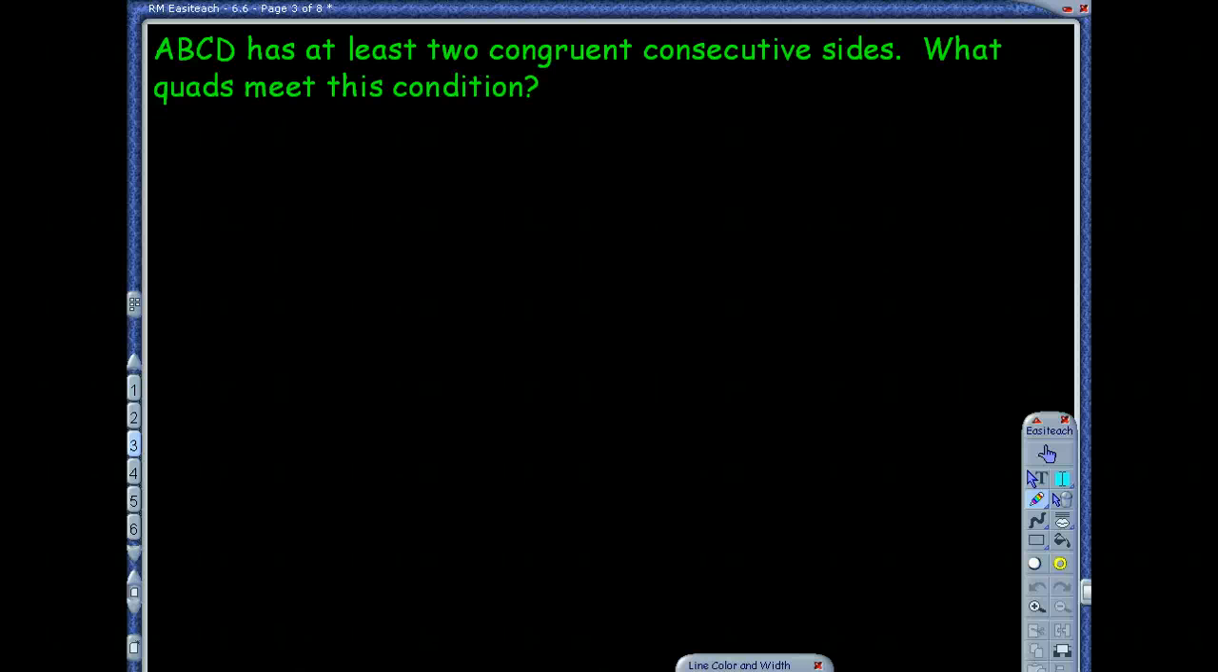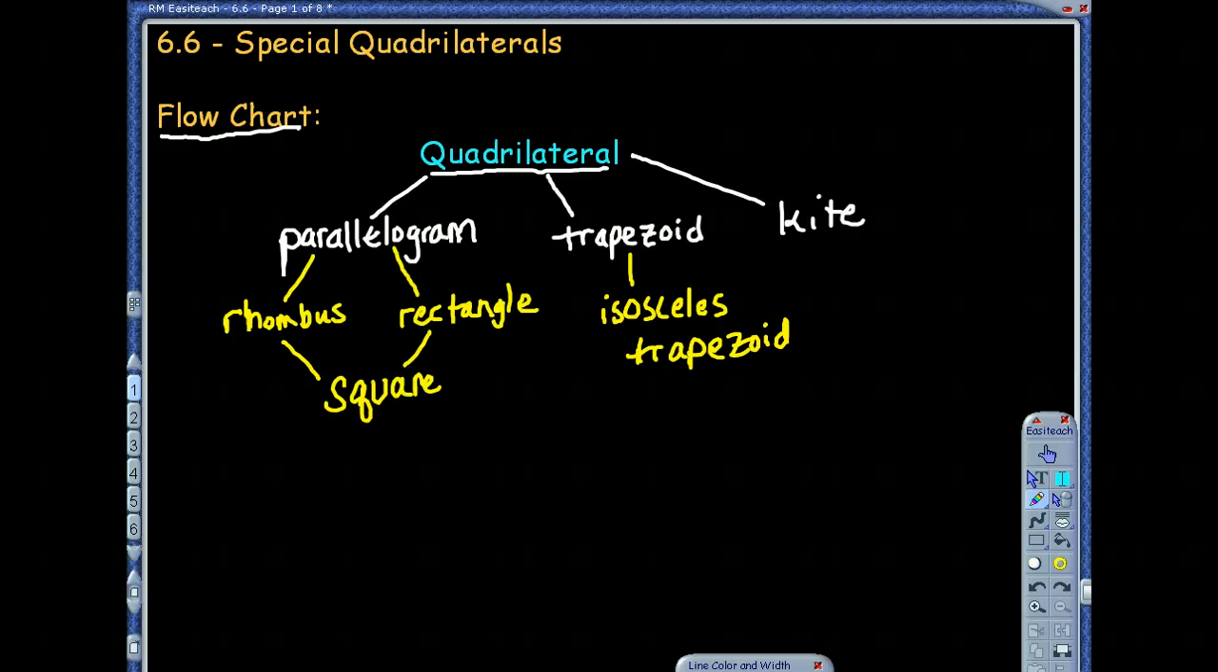Okay, so here's the deal. It says ABCD, so obviously it's a quadrilateral, has at least two congruent consecutive sides. What quadrilaterals meet this condition? Okay, so if you need to go back to that slide, the flow chart, these are all the different special types.